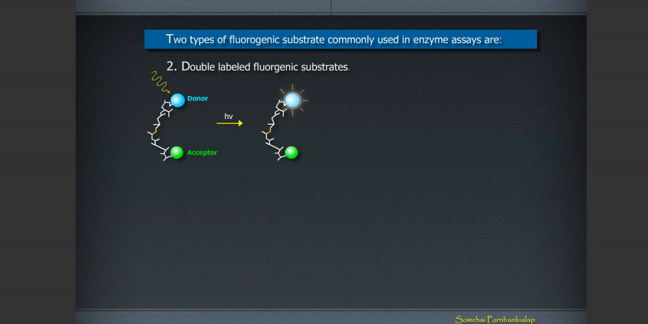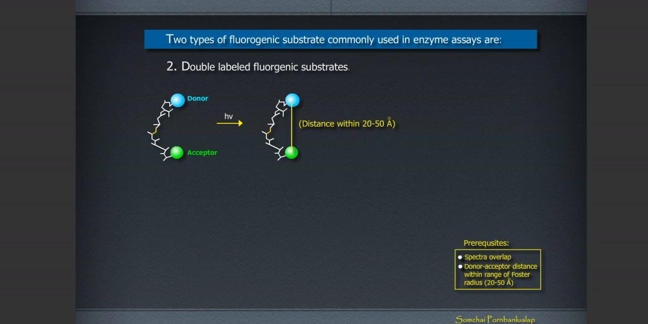The electrons in the excited state then relax by emitting light. The emitted light has a longer wavelength than the absorbed light. However, if the donor and acceptor are separated by a distance within the Förster radius, typically 20 to 50 angstroms, fluorescence resonance energy transfer, or FRET, can occur between them. Therefore, if the donor is excited at its lambda max and the covalent bond of the substrate has not yet been cleaved, FRET can occur between the donor and acceptor, resulting in little or no emission. For this reason, the acceptor is often called the quencher.